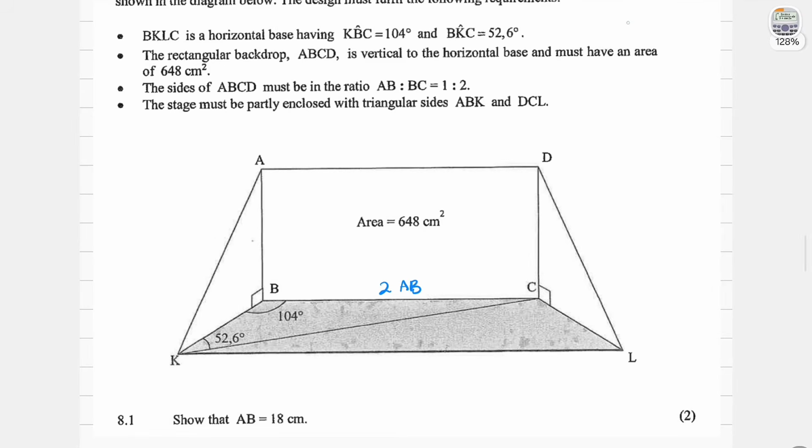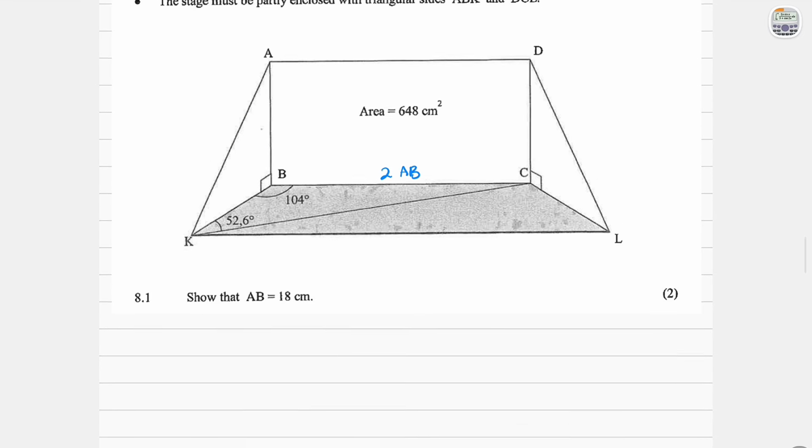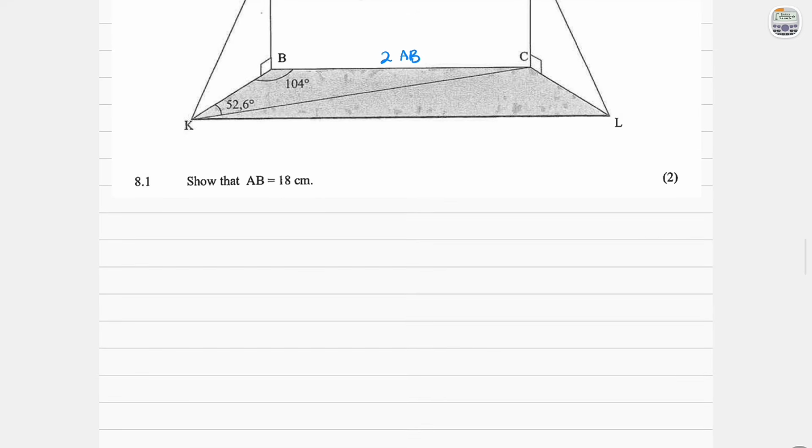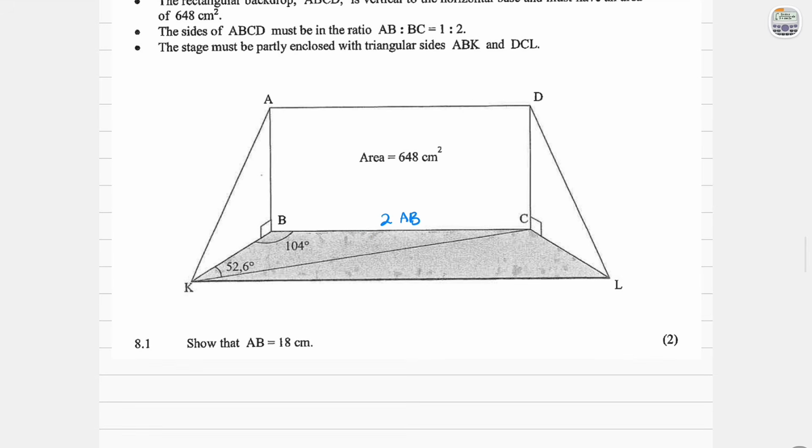And then the last thing they tell us is the stage must be partly enclosed with triangular sides, and that is ABK and DCL. Okay, so this is what we have. 8.1 says, show that AB is equal to 18 centimeters. I think that's exactly what they were referring to, this 2AB thing.